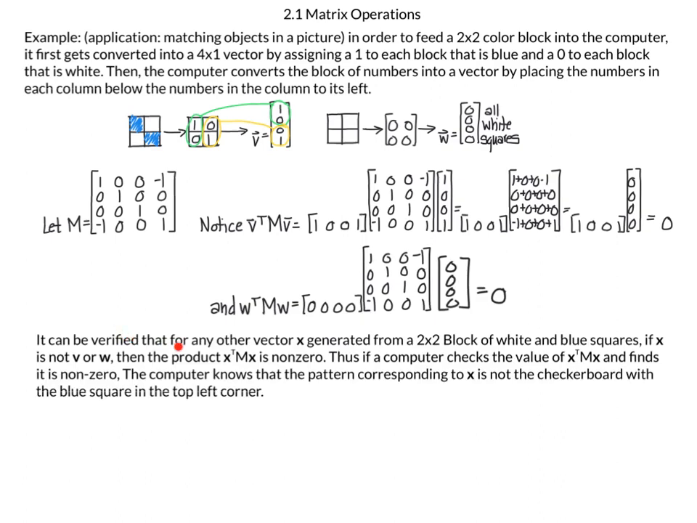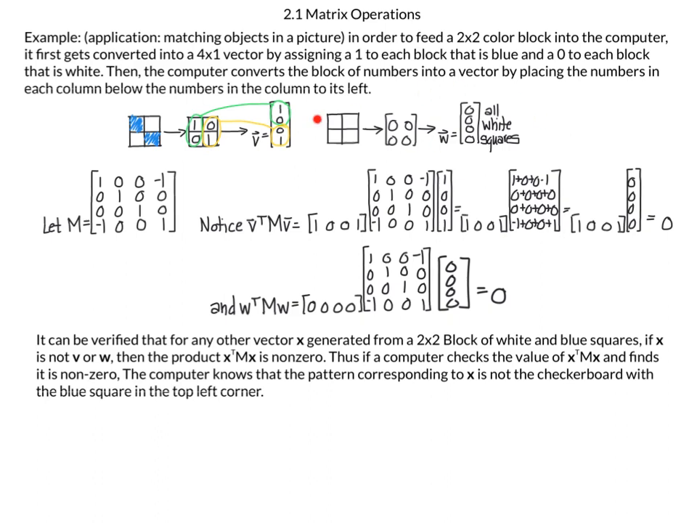So it can be verified that for any other vector x generated from a 2x2 block of white and blue squares, if the vector x is not v or w, then the product x transpose M x is non-zero. That means if a computer checks the value of x transpose M x and finds it is non-zero, then the computer knows that the pattern corresponding to x is not this checkerboard here, and it's not the all-white square.